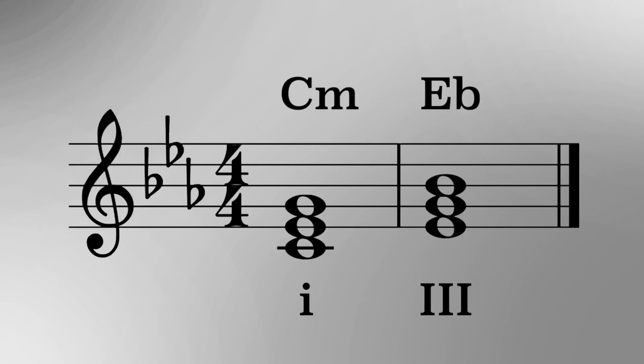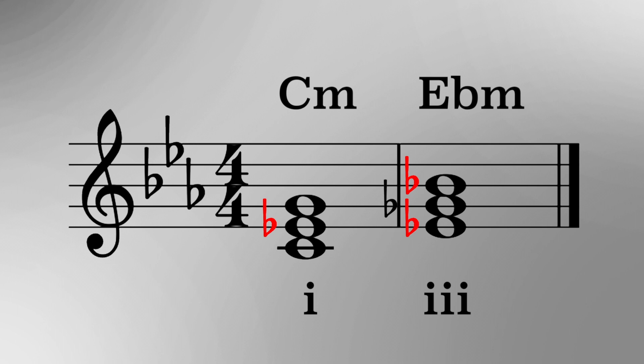Here is your normal diatonic 1 and 3 chord. I'm going to go ahead and put all the flats that are within the key in red so that you can easily see what's going on. The first chromatic mediant is making the 3 a minor 3. This is very simple, you just flat the third.